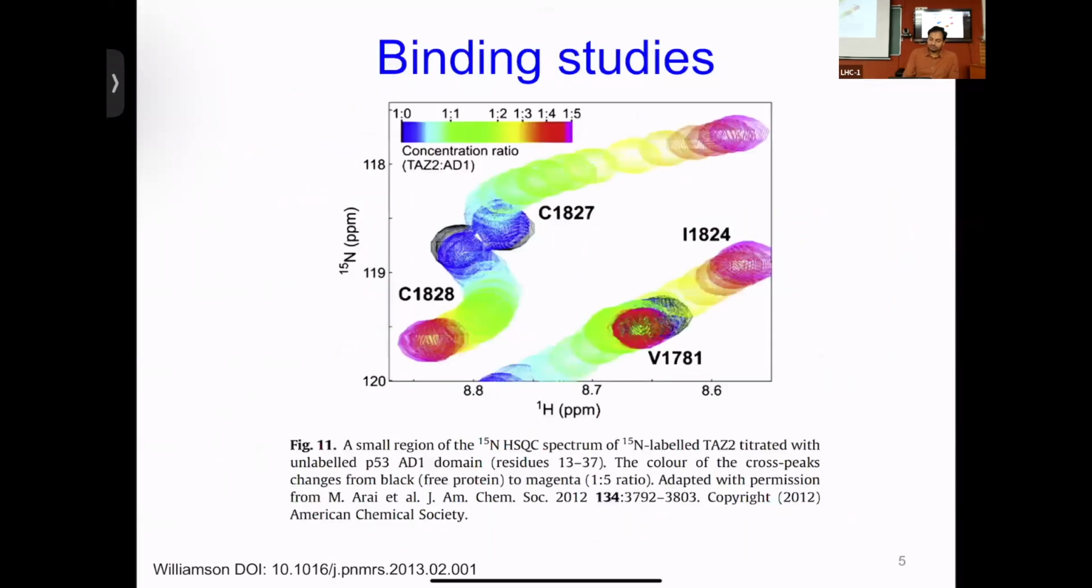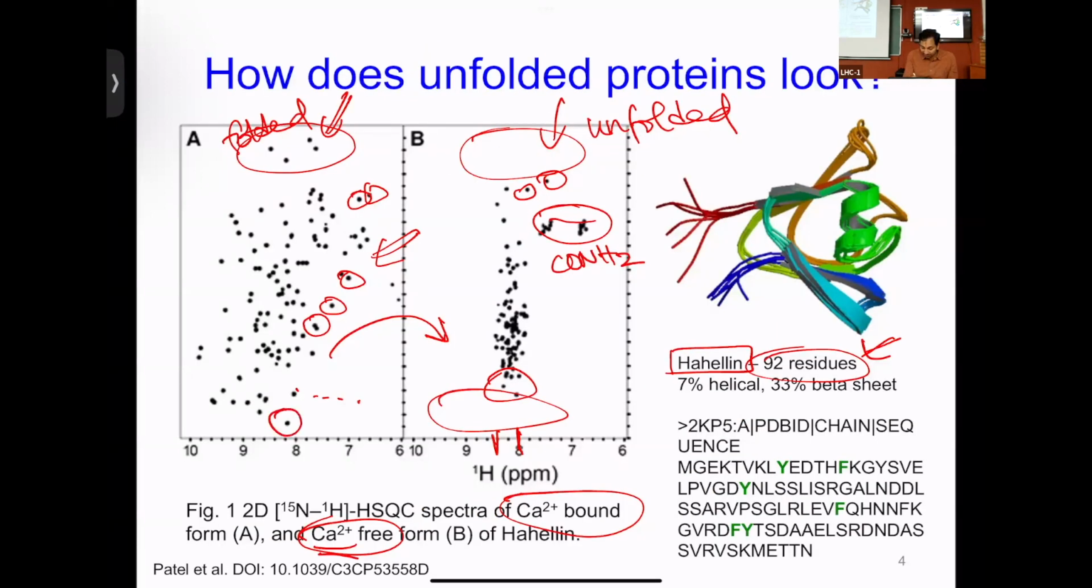Yeah. You can also do binding studies. People love to study how a drug binds. Where does the drug bind? If I take an HSQC and know the assignments, which amino acid each peak belongs to, and then we add a drug and only a few peaks move, can I tell which part of the protein the ligand binds? So that's what people do.